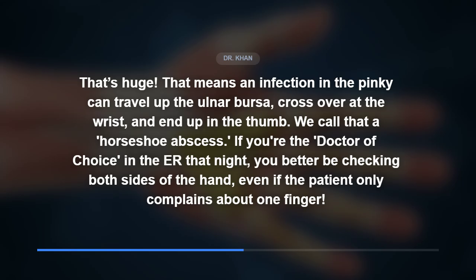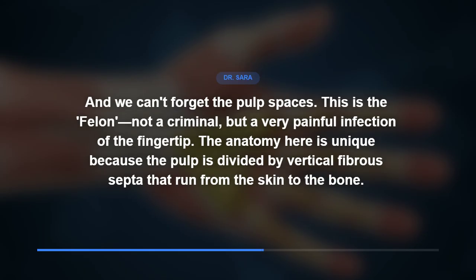That's huge. That means an infection in the pinky can travel up the ulnar bursa, cross over at the wrist, and end up in the thumb. We call that a horseshoe abscess. If you're the doctor of choice in the ER that night, you better be checking both sides of the hand, even if the patient only complains about one finger.